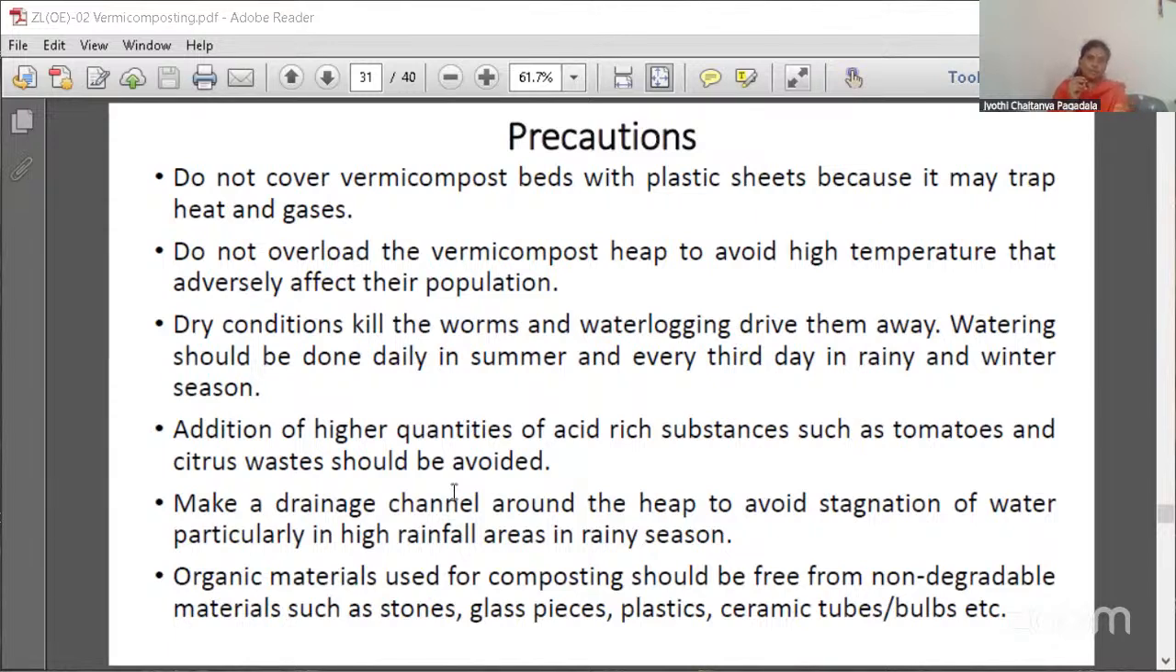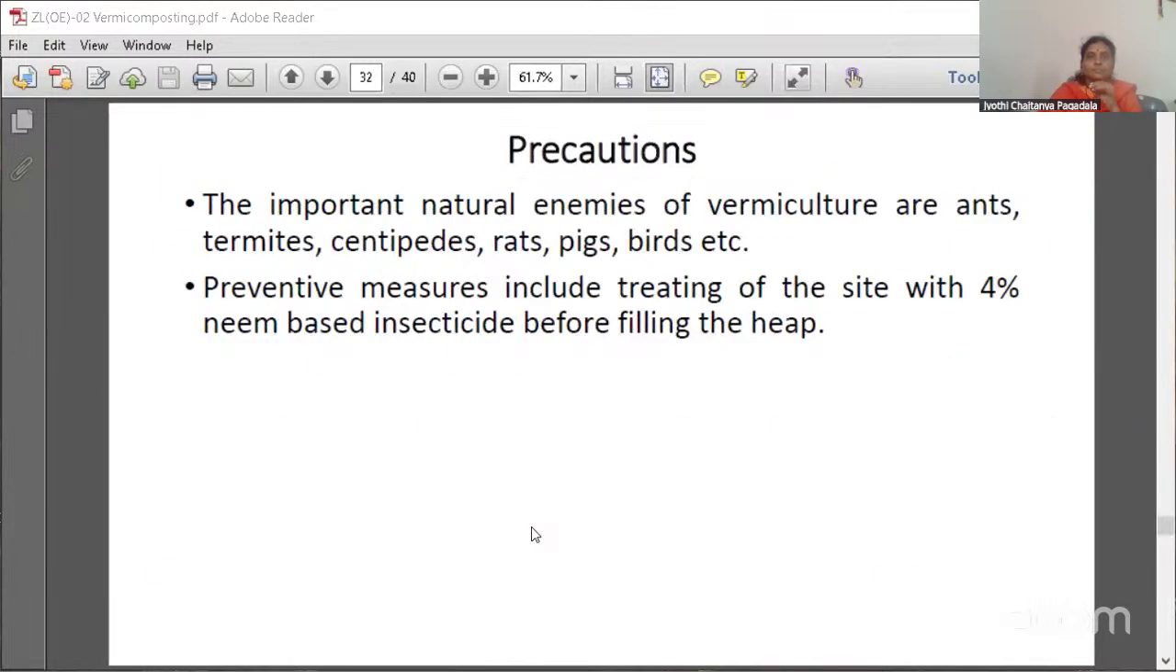Organic materials used for composting should be free from non-degradable materials such as stones, glass pieces, plastics, ceramic tubes, and bulbs. The other precaution is that the important natural enemies of vermiculture are ants, termites, centipedes, rats, pigs, birds, snakes, and frogs. We already discussed that. So it is very important to take care to avoid such enemies to our vermiculture, and preventive measures include treating the site with 4% neem-based insecticide before filling the heap.